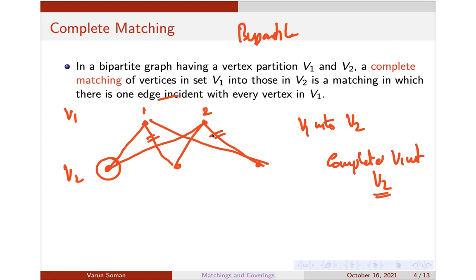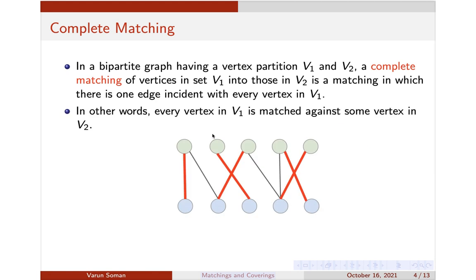Okay, one other example. Remember, it is not necessary for all the vertices in V2 to be adjacent to the matching. Here is another example of a complete matching, but it is not necessary that this matching, marked in red, be adjacent to all the vertices in V2. It should be adjacent to all the vertices in V1 only.